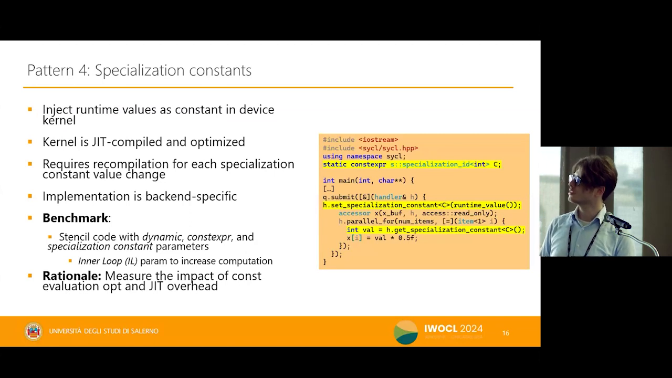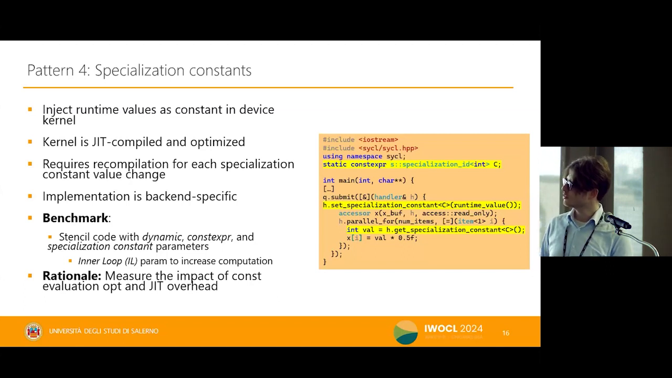Pattern 4 is specialization constant. Specialization constants allow you to inject runtime values as constants in a device kernel. When you do that, the kernel is JIT compiled and the whole optimization pipeline is run, with constant propagation, etc. Unfortunately, in theory this requires additional JIT compilation time, and also recompilation each time the specialization constant is changed. And it can be backend specific, depending on the implementation strategy.